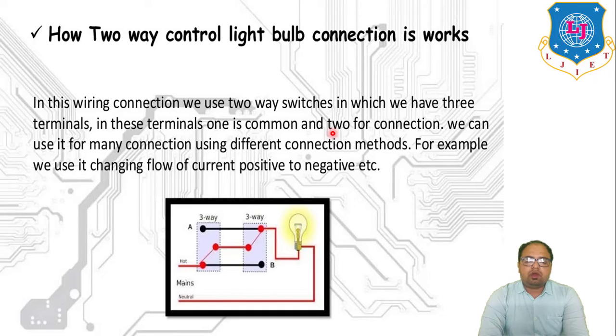Now, how does this two-way control light bulb connection work? In this wiring connection we use two-way switches, which have 3 terminals. Of these terminals, 1 is common and 2 are the connections. We can use it for many connections using different connection methods, for example, for changing the flow of current from positive to negative.